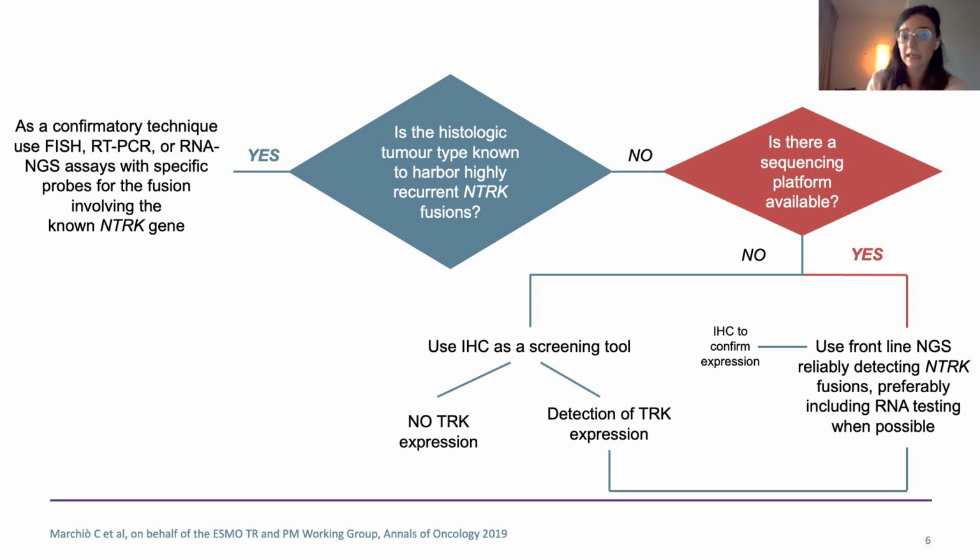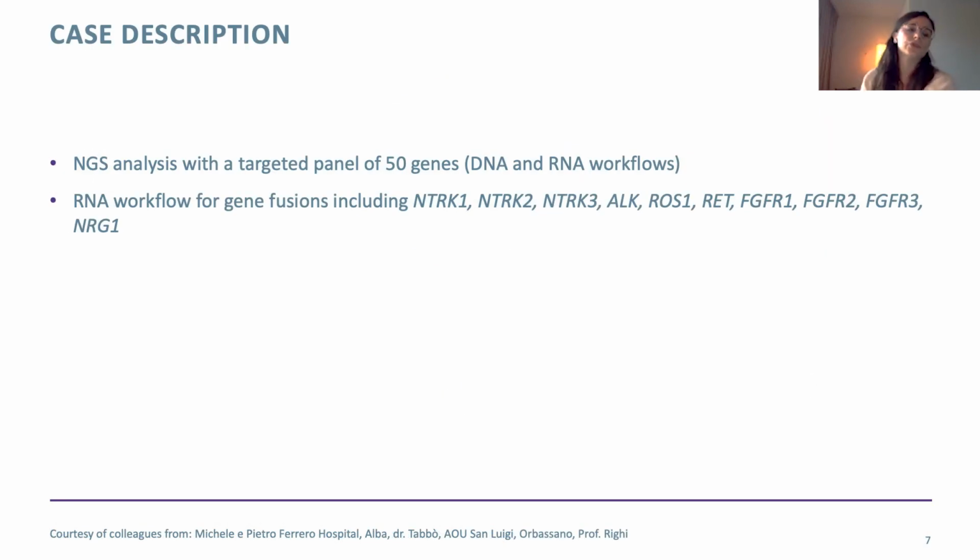So actually, in our specific case, we were exactly in the scenario that we were screening for, let's say, a tumor that could harbor an NTRK gene fusion, but at very low levels. So you would be really in this area where you need to screen for other alterations together with NTRK gene fusion. And actually, at their institution, they perform an NGS analysis with a targeted panel of 50 genes. The panel includes a DNA-based and an RNA-based workflow.